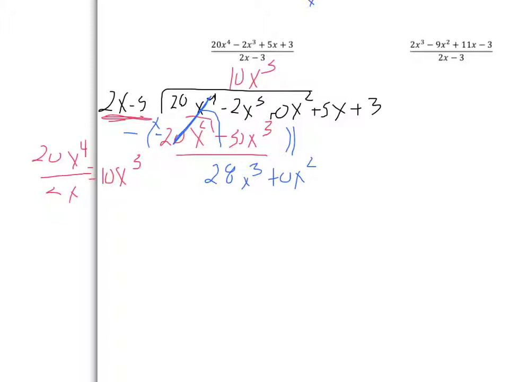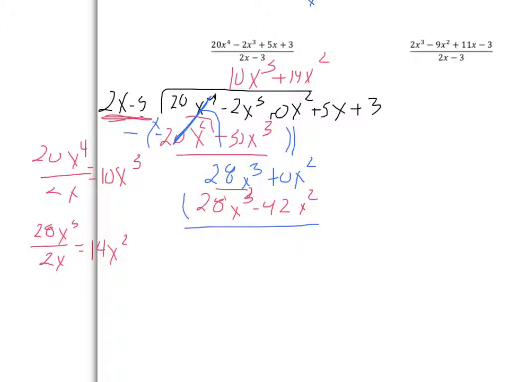So we're back to the beginning with divide. So we have 28x cubed divided by 2x. 28 divided by 2 is 14. X cubed divided by x is x squared. So plus 14x squared. So now we multiply. 14x squared times 2x is 28x cubed. Now, 14 times negative 3, 14 times 3 is 42, so we have negative 42x squared. So we've multiplied, now it's time to subtract.